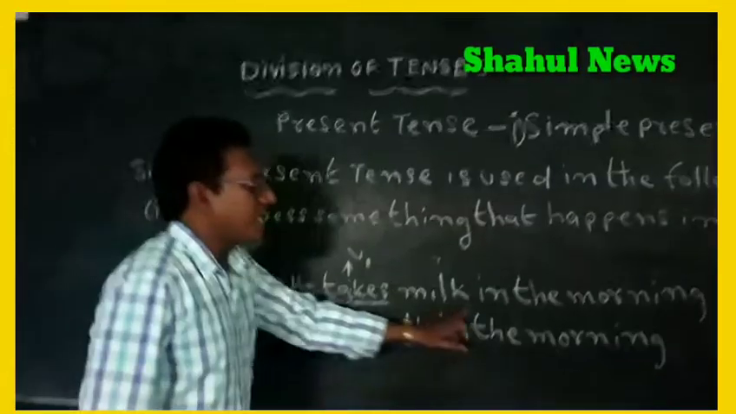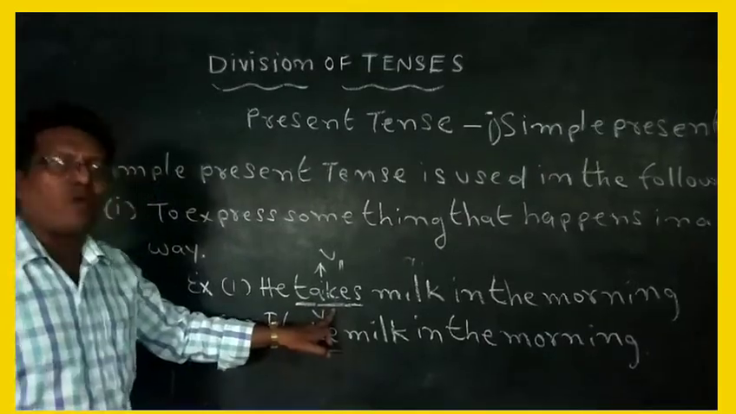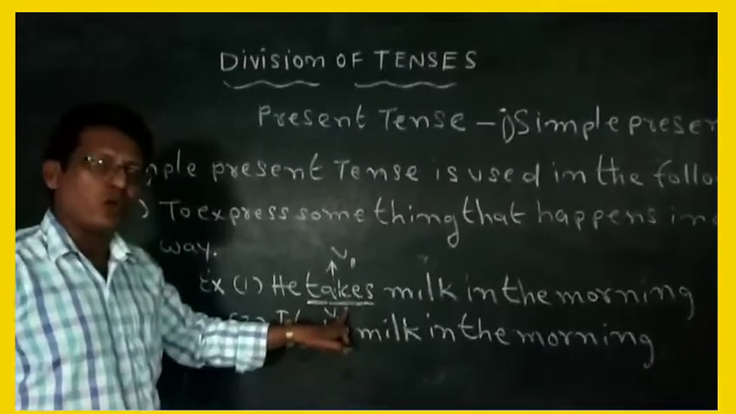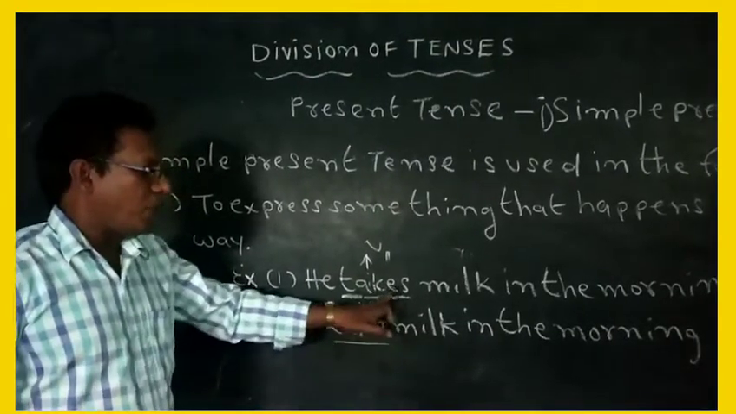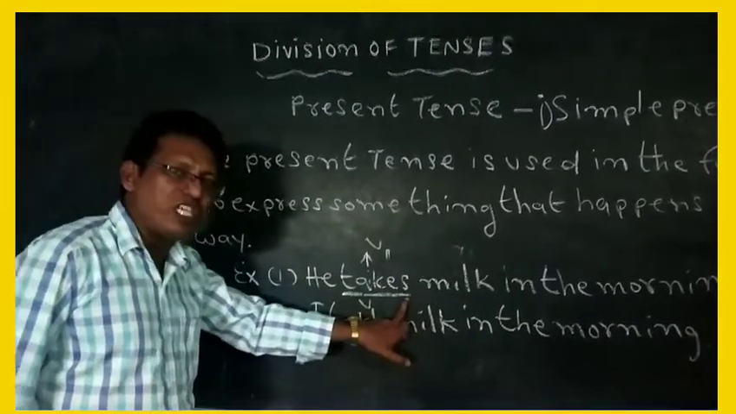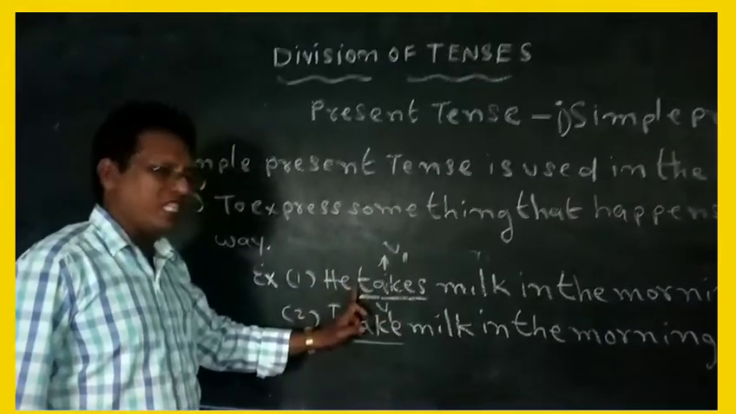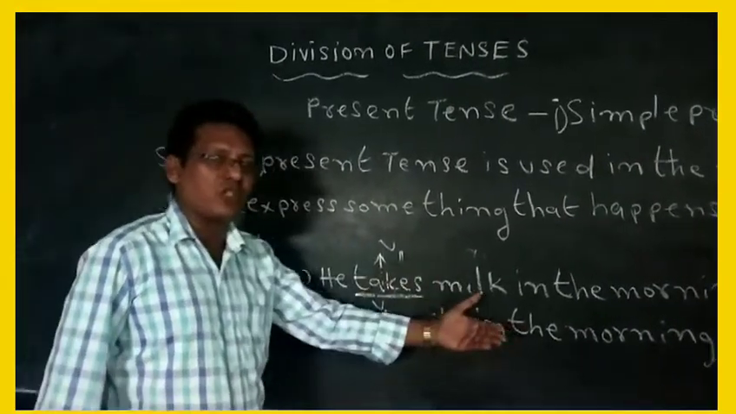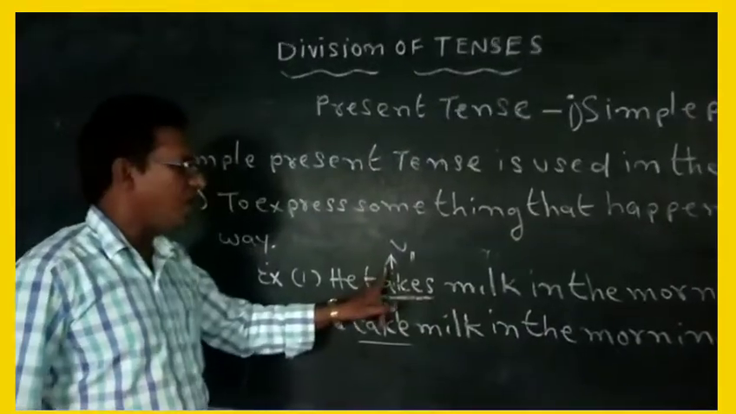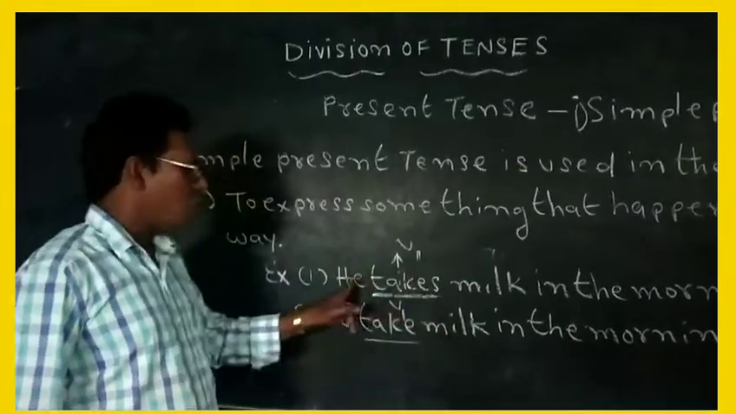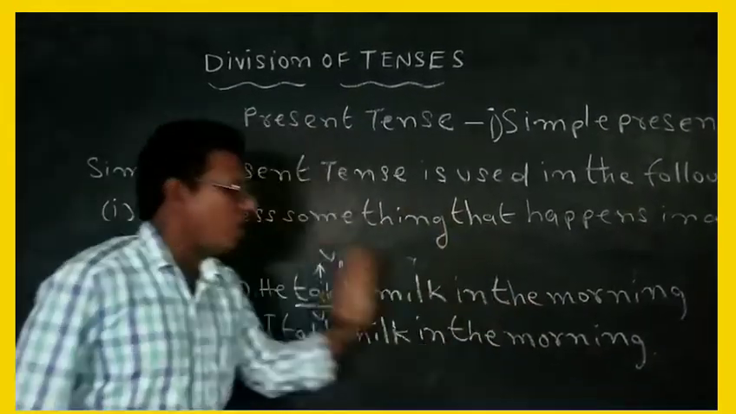He takes milk in the morning. Here we have to use V1, the verb in present tense, as I have told you in earlier classes. But note here, I have added S. When it is third person singular like he, she, it, or some person like Arjun, Anthony, we have to add S to the verb. It means to V1 we add S. So, he takes milk in the morning. This is right. This is the important thing you have to know.